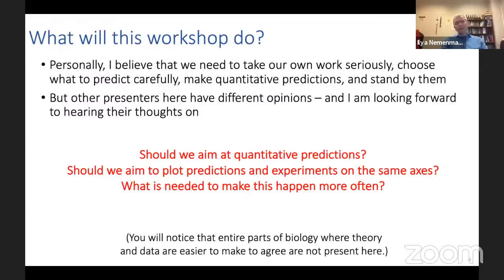What you will notice in the lineup of the speakers is that entire parts of biology are not represented among the speakers today. For example, aspects of protein science or mechanobiology are not represented, because in some sense one can argue that it's easier to make theory and data agree in those examples where we're really dealing with physical objects. We're pulling on proteins, or we're pulling on membranes, right? What I was more interested in is hearing thoughts on these matters from people who work in domains where we are standing farther away from physical objects, and we're talking about whole cells or populations of neurons or behavior or evolutionary systems and so on.